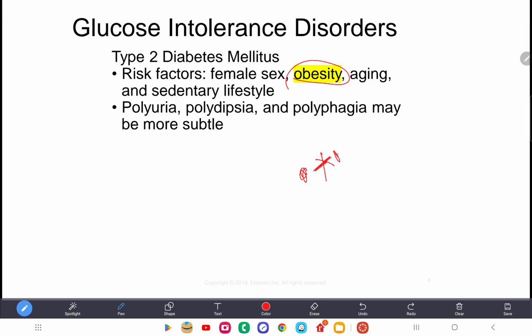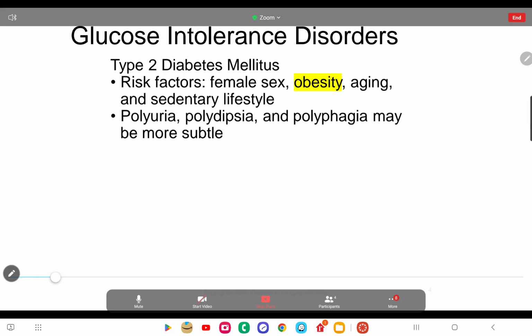And also you have to know the 3 P's. Okay, polyuria, polydipsia, polyphagia. What is polyuria? Polyuria is too much urine. Polydipsia is drinking too much water, and polyphagia is eating too much. Okay, so that's the sign and symptom of diabetes.